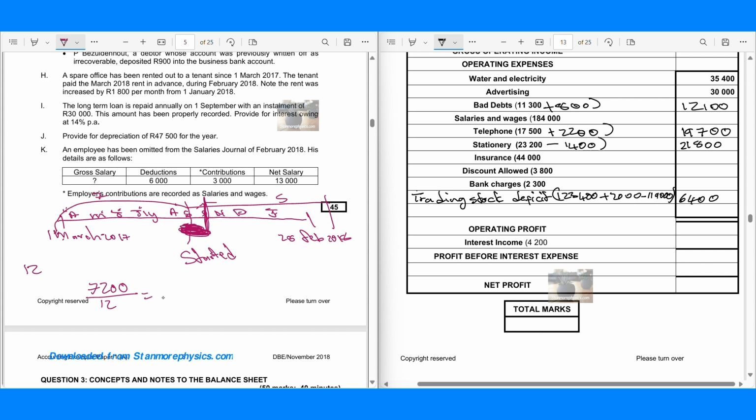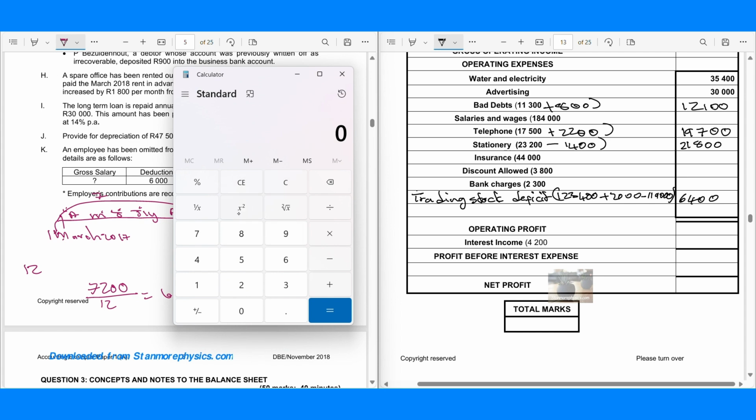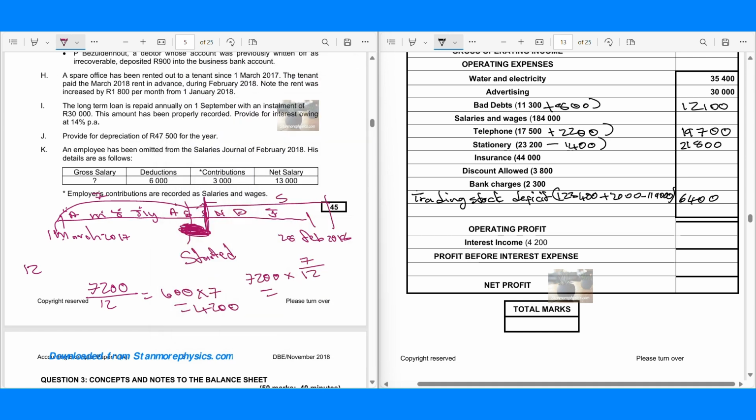This is prepaid expense. So 7,200 divided by 12, we are going to get 600. Times 7, we are going to get 4,200. So let's use the UK method: 7,200 times what we want. We want 7 months. Divide by what we have. We have 12 months. So 7,200 times 7 divided by 12, we get 4,200.